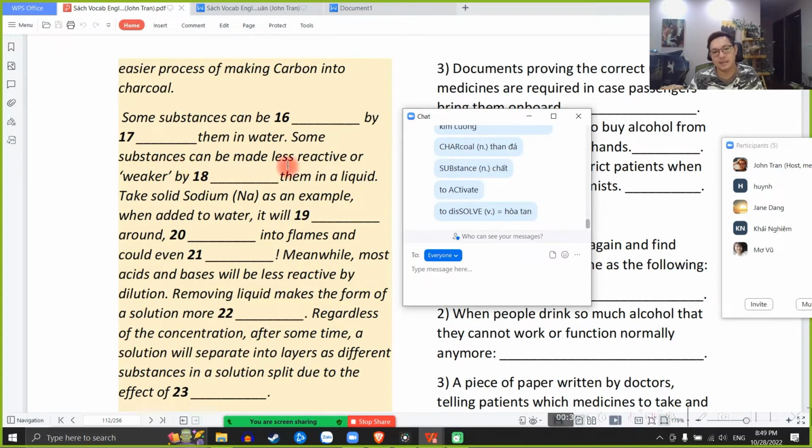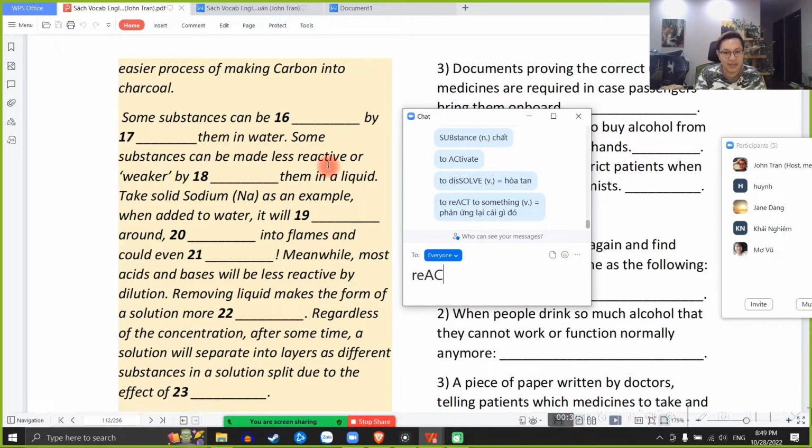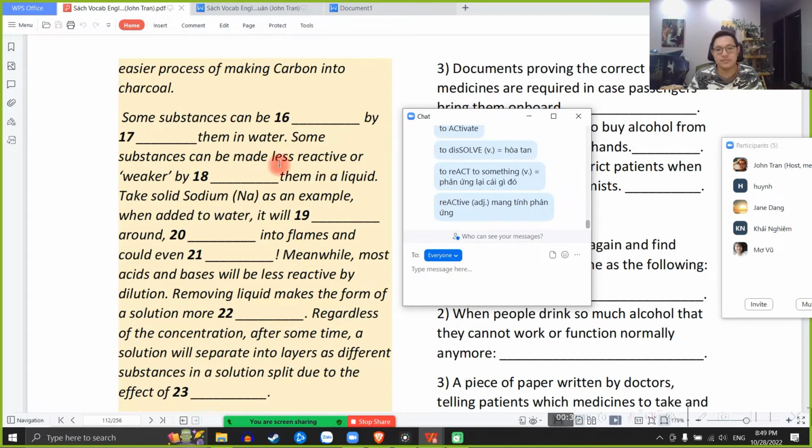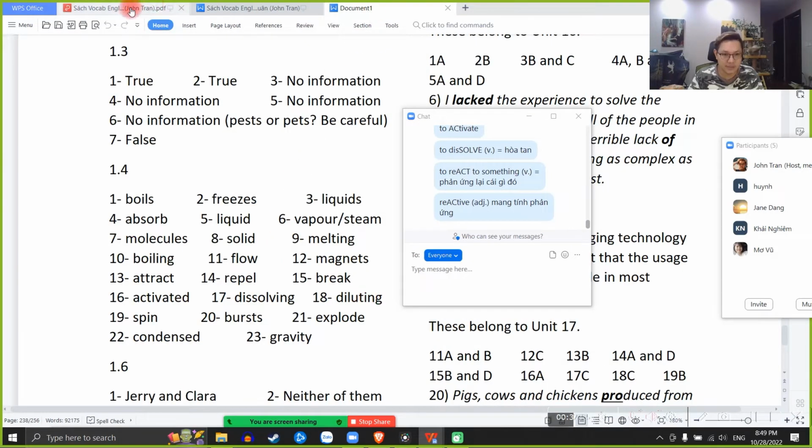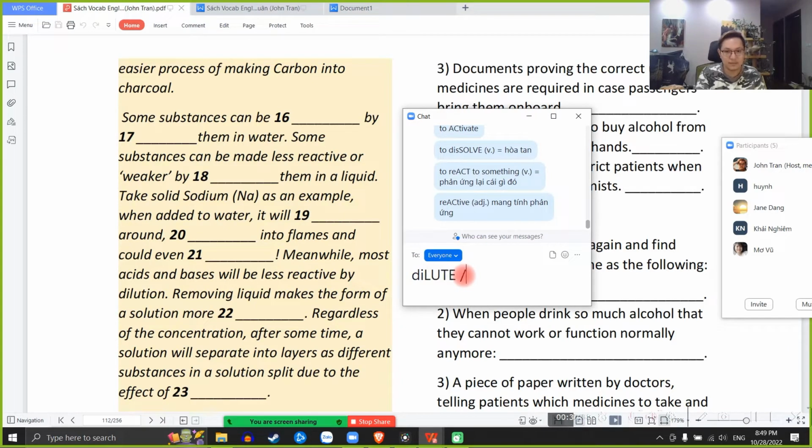Some substances, một số chất có thể bị làm cho ít reactive. To react, phản ứng lại. To react to something là phản ứng lại cái gì đó. Reactive là mang tính phản ứng. Một số chất có thể được làm cho ít phản ứng hơn hoặc yếu hơn bằng cách, số 18, bằng cách làm gì các bạn? Dilute là làm loãng ra. Bằng cách làm loãng chúng ra trong một chất lỏng.